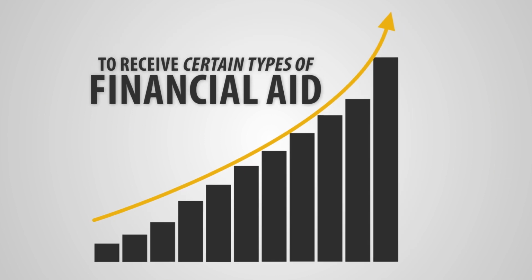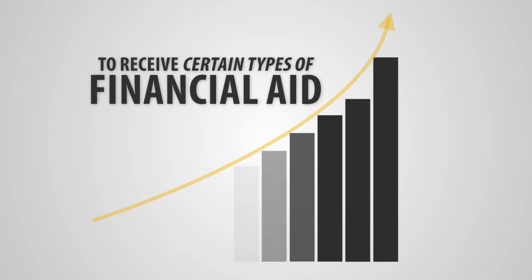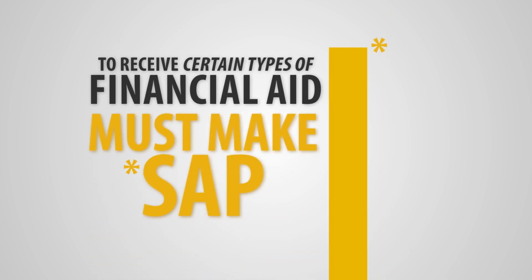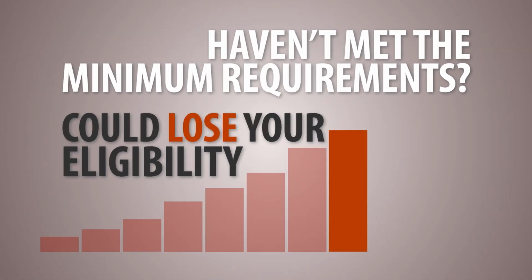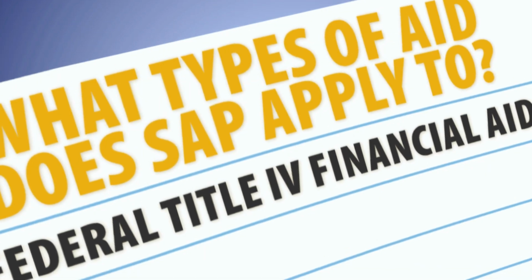In order to receive certain types of financial aid, you must make satisfactory academic progress at the end of each academic year. If you do not meet the minimum requirements, you could lose your eligibility. What types of aid does SAP apply to?